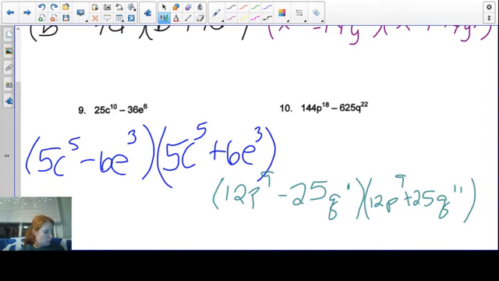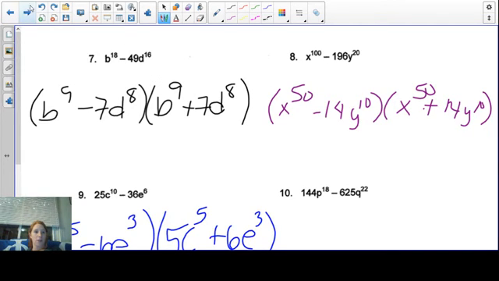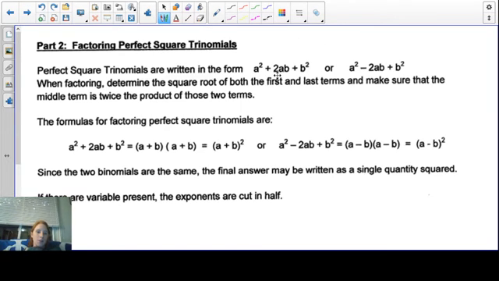Alright, so those should be your 4 little practice problems. So let's go ahead and talk about perfect trinomials. So these are when your first and last terms are perfect squares, but instead of being the difference of 2 squares, because subtraction is difference, these are going to be trinomials. This one has a middle term.